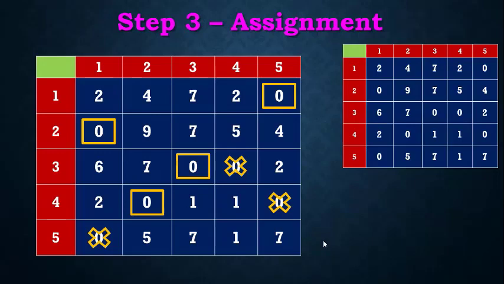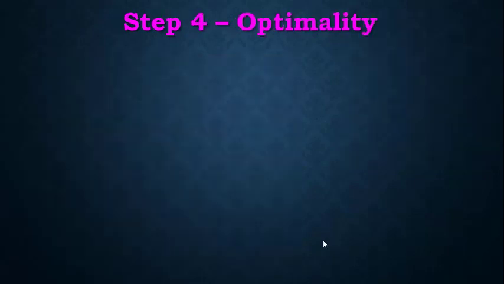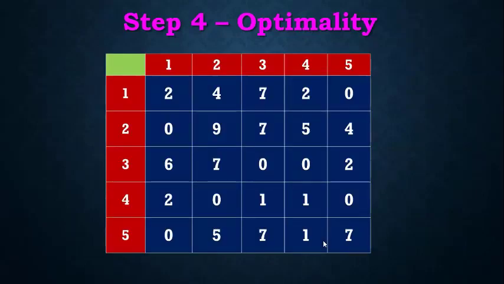So again repeat with rows 1 2 3 4 5, and again repeat with columns 1 2 3 4 5, if more zeros are available. So in this problem we have only 4 assignments, but we need 5 assignments. So the solution has not reached optimal. So we go to step 4, the optimality condition. This was already shown in step 3 itself.